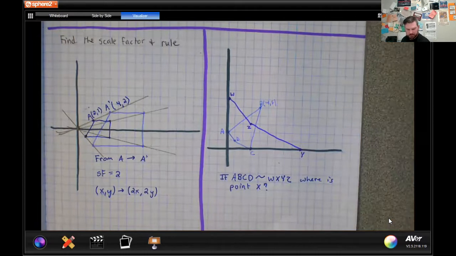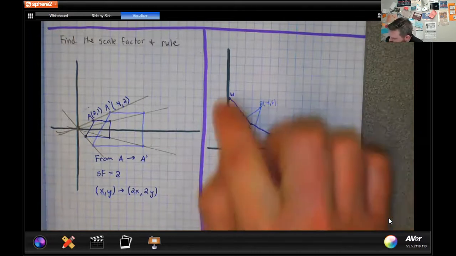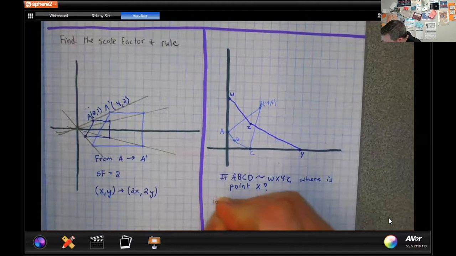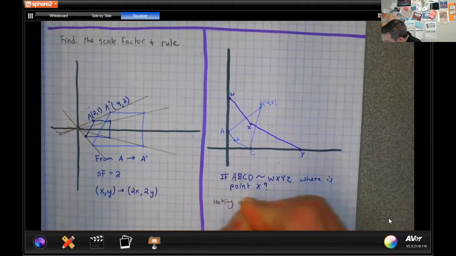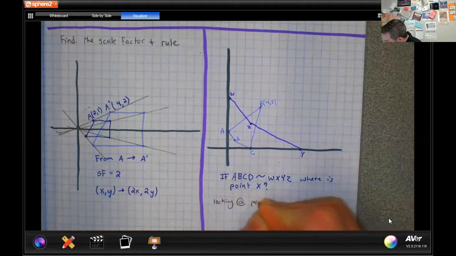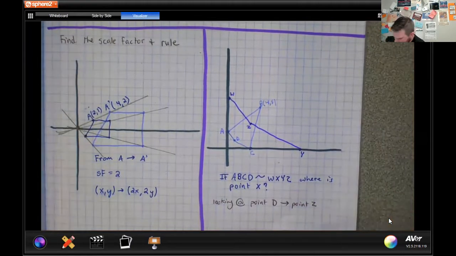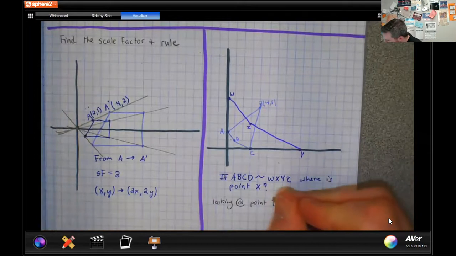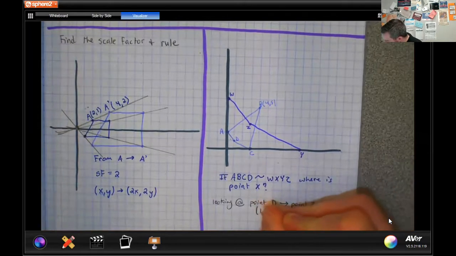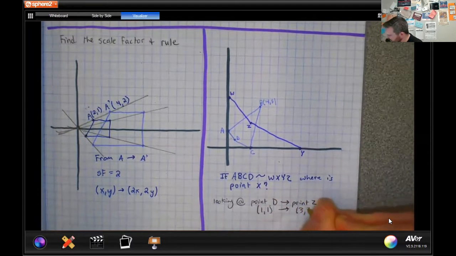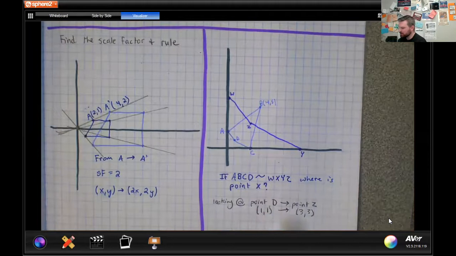You can look at any two points, but the easiest way, I think, is looking at point D to point Z. D is at 1, 1, and point Z is at 3, 3. How do I get from here to here?